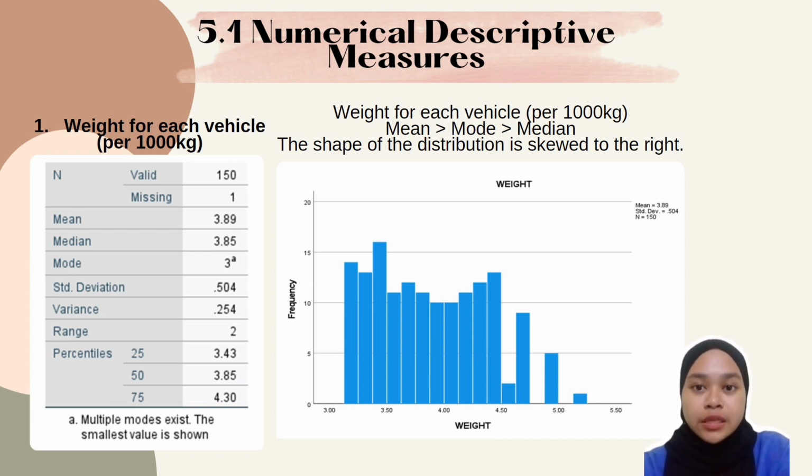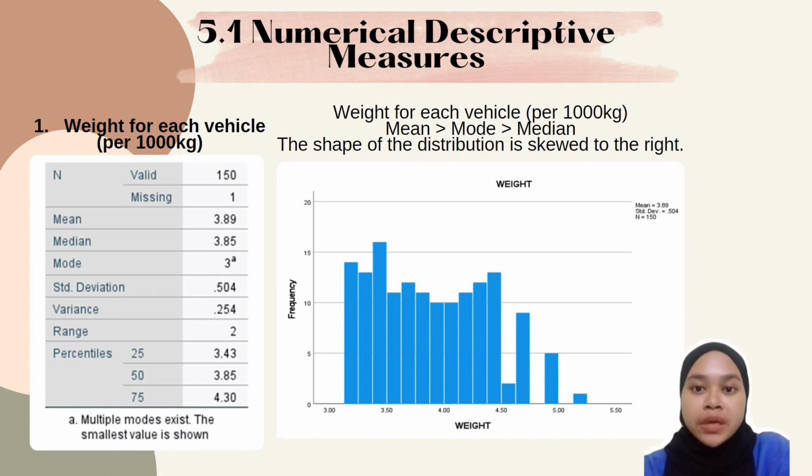It offers a variety of tools for data analysis, modification, and visualization. SPSS is commonly used in social scientific research as well as in other sectors such as health, science, marketing, and business. I am going to discuss numerical descriptive measures for weight for each vehicle per 1000 kg.